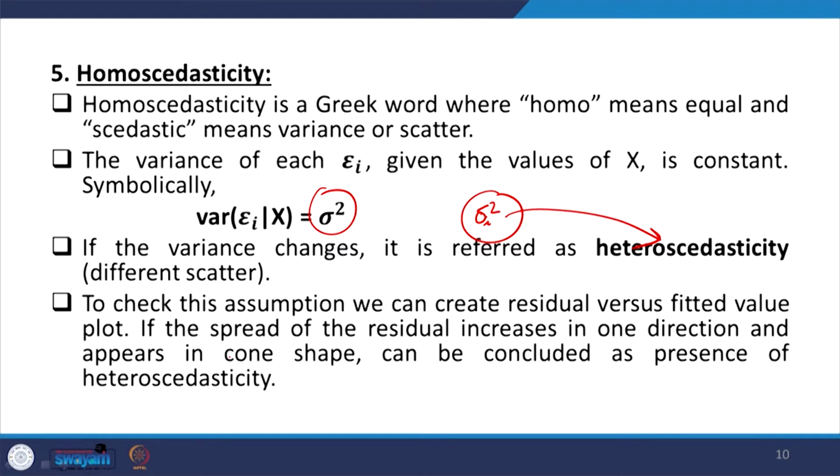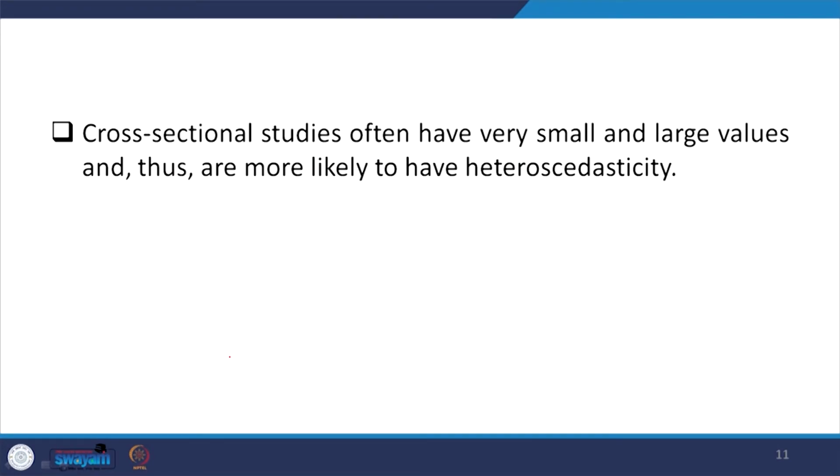Okay, problems of heteroscedasticity. Usually cross-sectional data or studies often have either very small or very large values. So, it has a higher likelihood of having heteroscedasticity, because some responses have very small values or very large values, and the deviance between them is actually very high. So, heteroscedasticity is very likely.